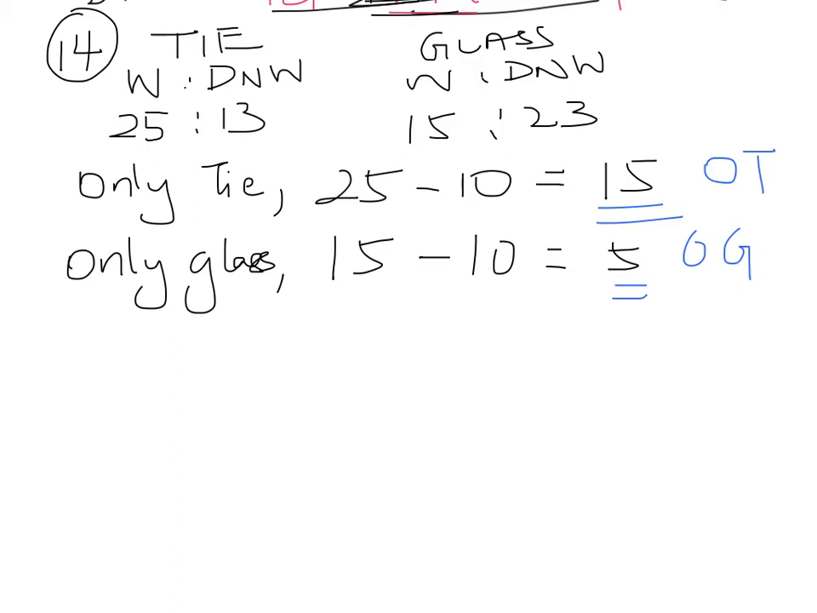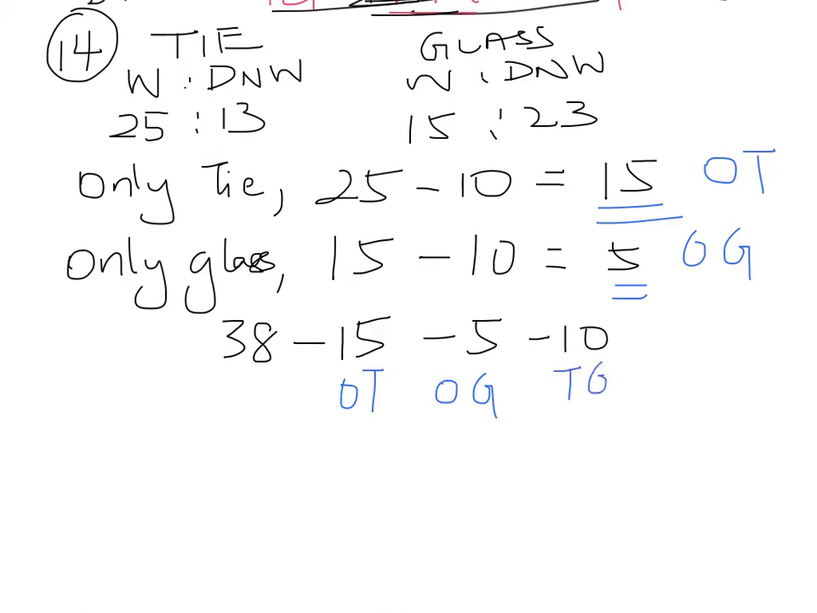So altogether, how many men were without a tie or glasses? I have 38 men, minus away 15 men who wear only tie, minus away 5 men who wear only glasses, and minus 10 men who wear both tie and glasses. And my final answer to this would be 8. So, final answer for question 14, 8 men were without a tie or glasses.